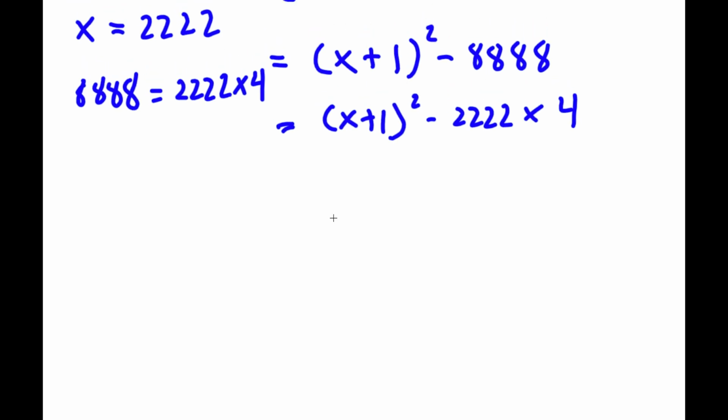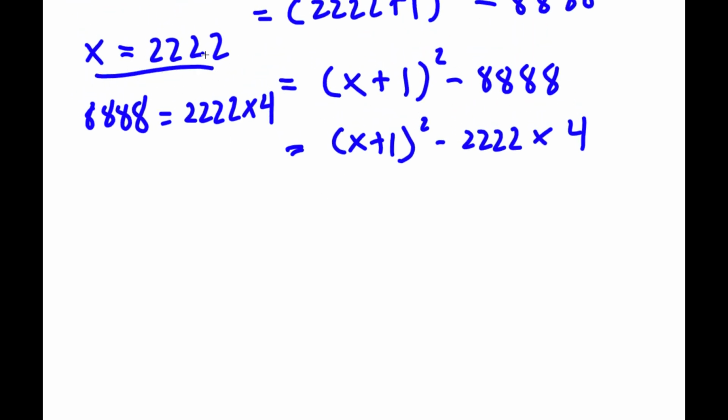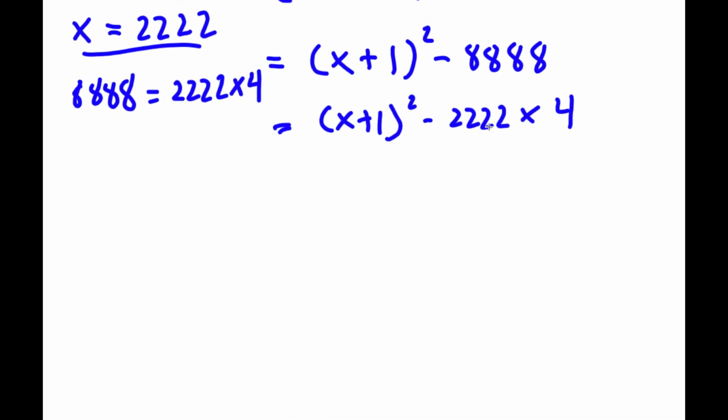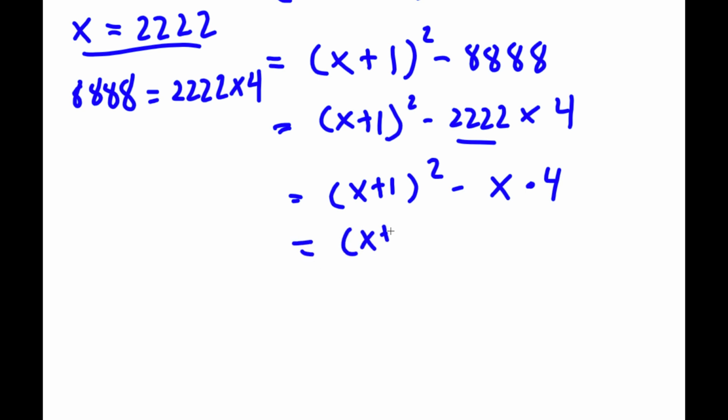Now remember, we set x as 2,222, and as you can see, we have a 2,222 right here. So now I'm going to, again, substitute in x for 2,222. So now we have x plus 1 squared minus x times 4. X times 4 is the same thing as 4x. So we have x plus 1 squared minus 4x.